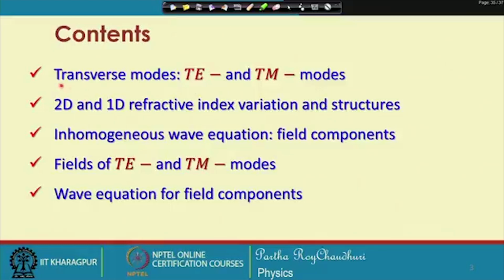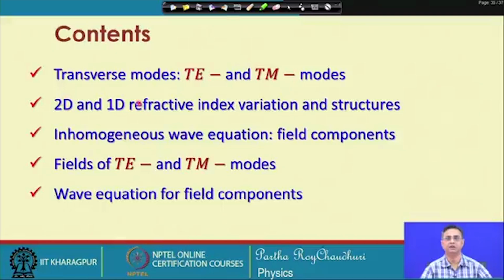Then to do that, we will talk about the two dimensional and one dimensional refractive index variation along the structure, and for that we will try to write the equation of the waves which will be propagating through that structure. In the process, we will derive this inhomogeneous wave equation and the related field components, then the fields of the TE and TM modes in terms of the electric fields and magnetic fields.